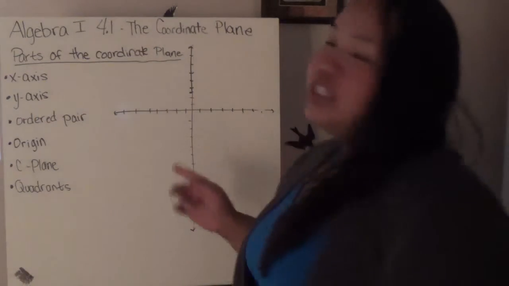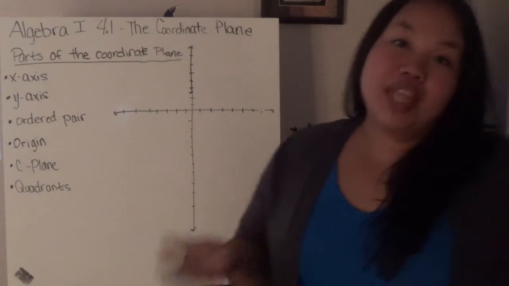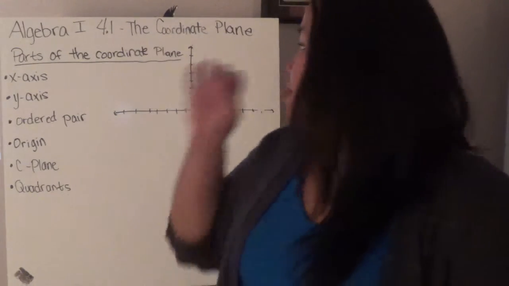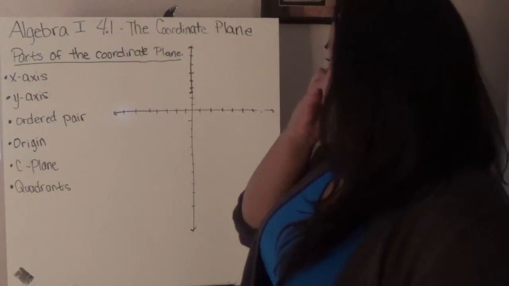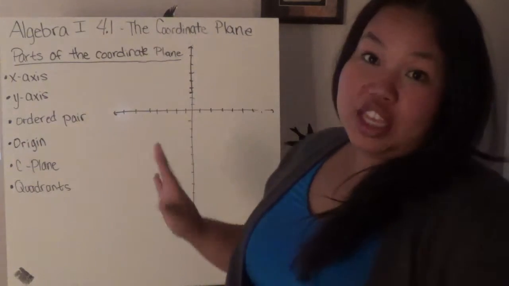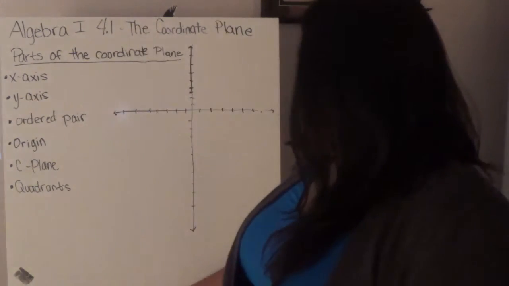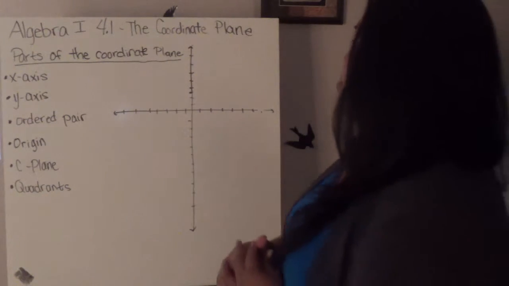In Algebra 1, Section 4.1, we're dealing with the coordinate plane. So we're going to be doing some graphing throughout this entire chapter. The coordinate plane has some certain parts of it that you need to understand, so we're just going to break it down. These are the parts, and then we'll go through and label them.